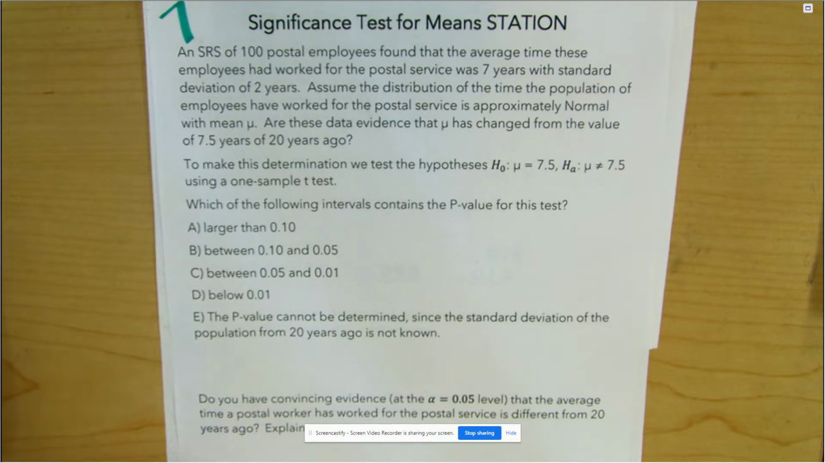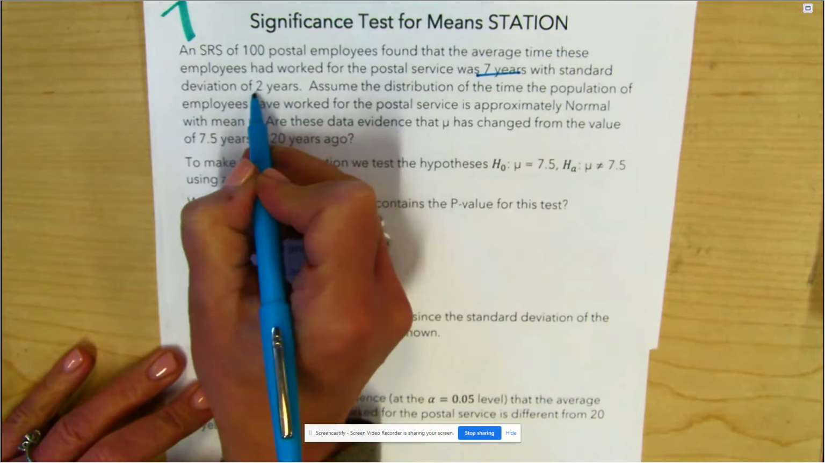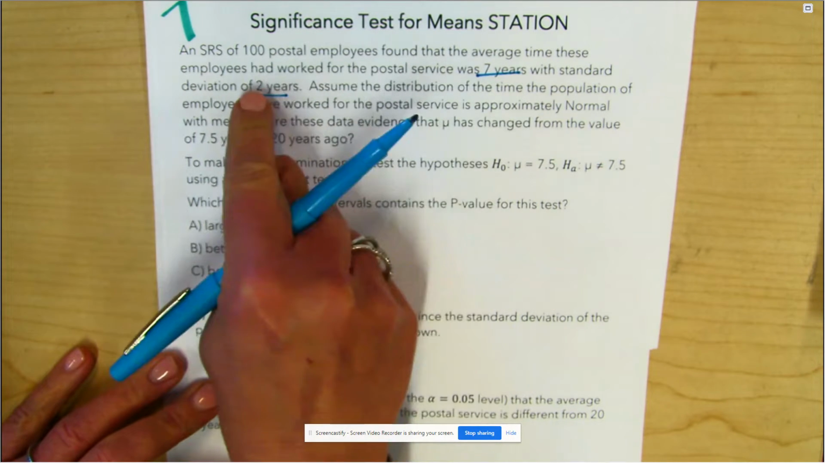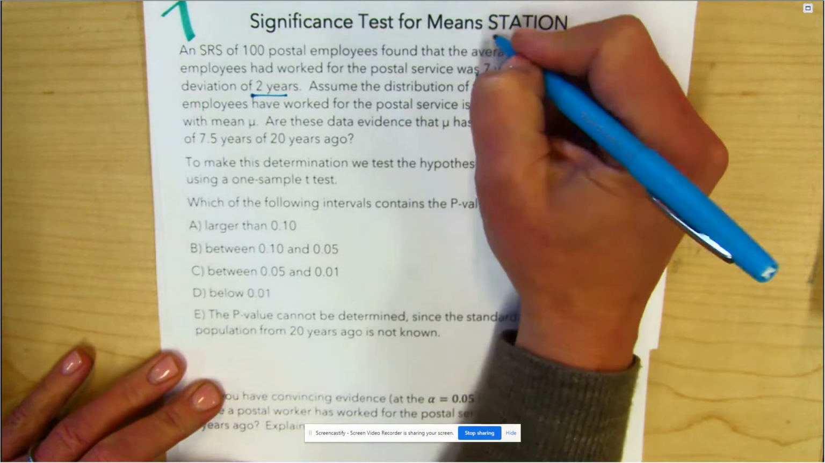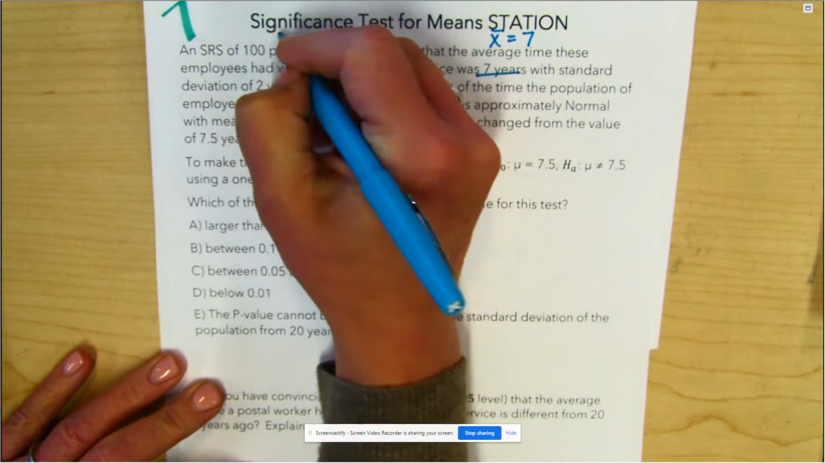Okay, so there was a simple random sample of 100 postal worker employees, and they were asking them how long they had worked for the Postal Service. The average of their sample was 7 years, and their standard deviation was 2 years. So these are stats from their sample. This is x bar, the average from their sample, and this is the standard deviation from their sample.